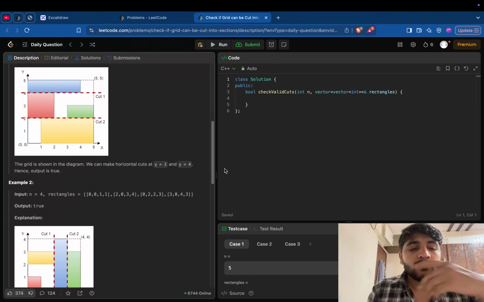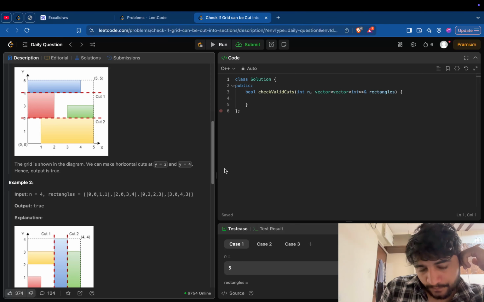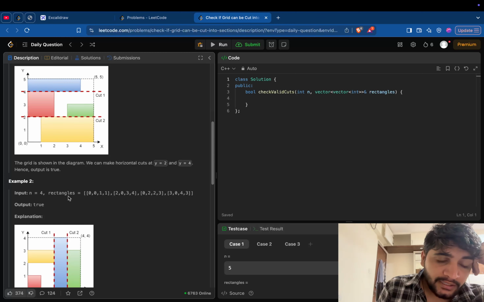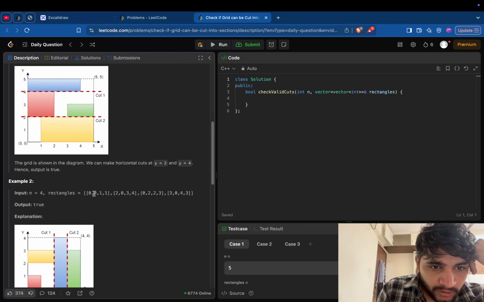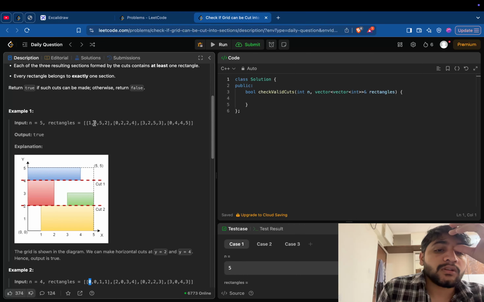Okay, so this is how we can approach this. And for this we need to sort the rectangles array. If we are going along the x-axis, then we have to sort it on the basis of the x coordinates. Like the x coordinates are 0 2 0 3, so it will be 0 0 2 3. Okay, this one 1 0 3 0, so 0 0 1 3.